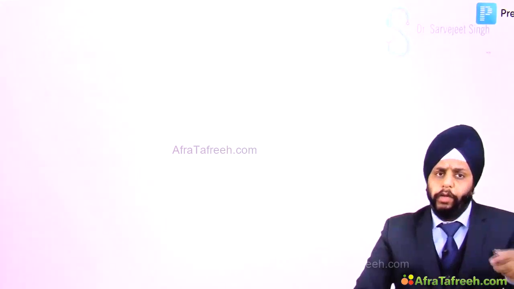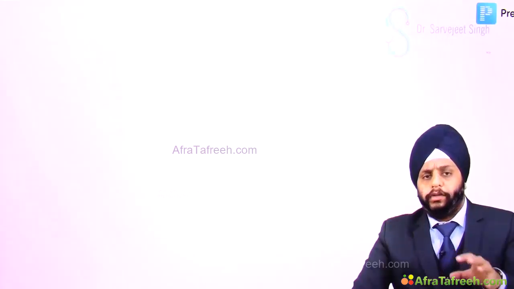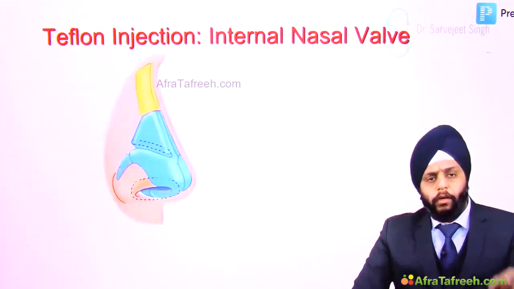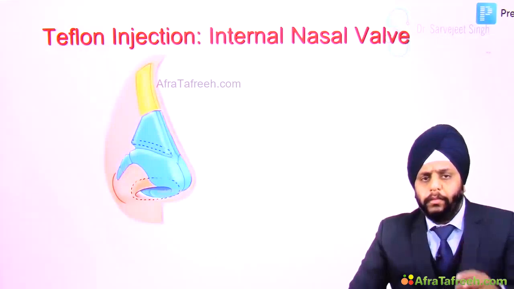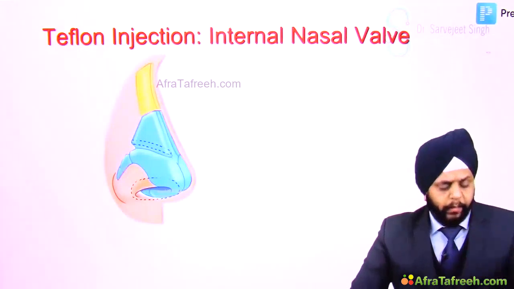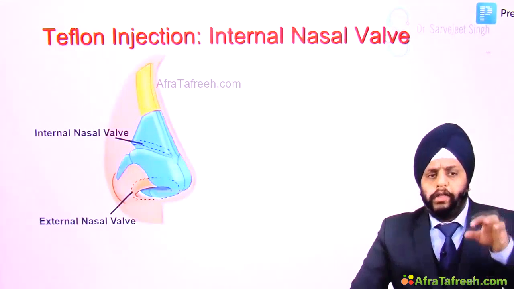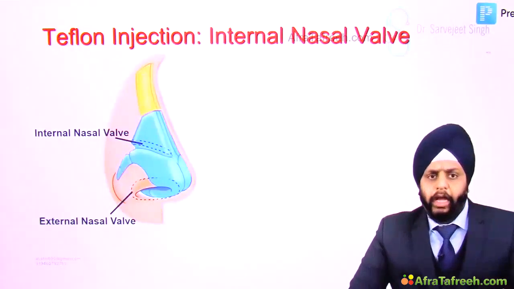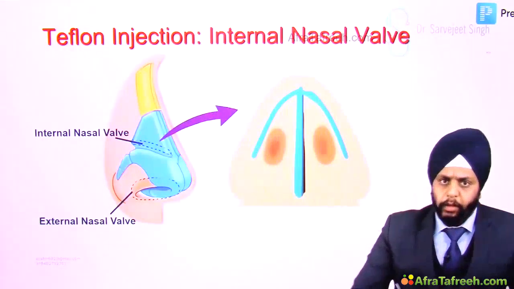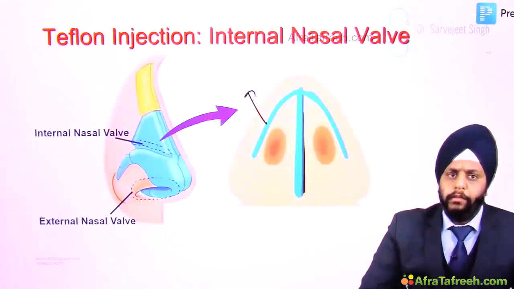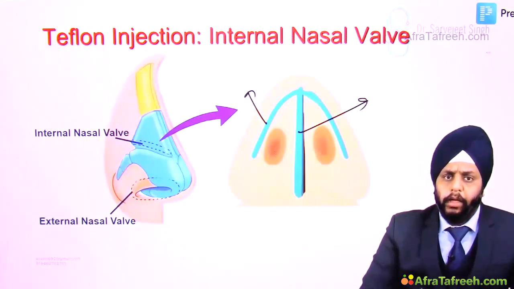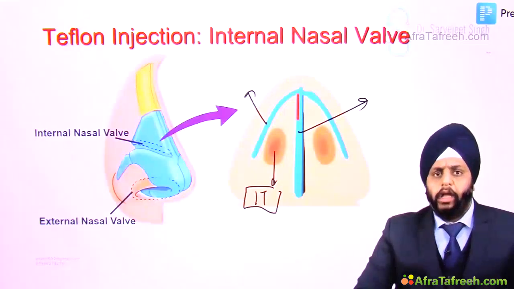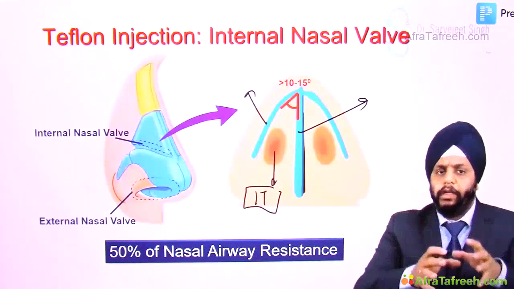Now instead of doing the surgery, we can also do the non-surgical method. What is that? We can inject Teflon paste. Now where will we inject Teflon paste? The answer is the internal nasal wall. Remember, we studied the internal nasal wall, and this wall is formed between the lower end of the upper lateral cartilage and the septum and inferior turbinate. So you can see over here, the lower end of the upper lateral cartilage, the nasal septum, and this is the inferior turbinate. So in between them we have this area, and this is the narrowest part of the nasal airway.